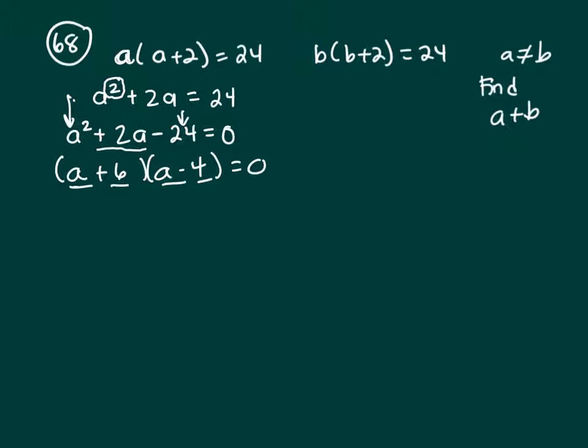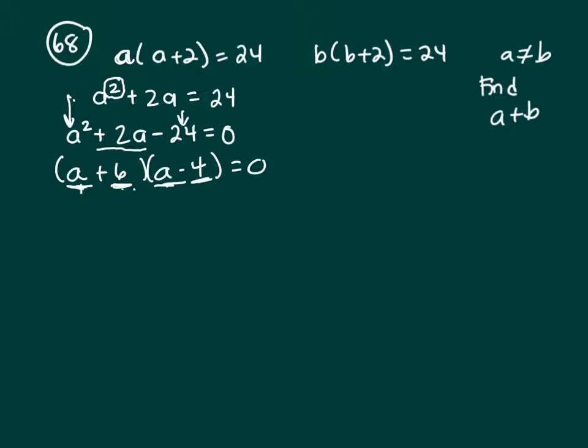Now check that. A times A is A squared. 6 times negative 4 is negative 24. Multiply your insides and you get 6A. Outside you get negative 4A. And if you combine those, you get positive 2A. 6A minus 4A is 2A. So let me erase this check here.